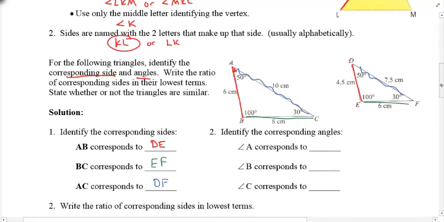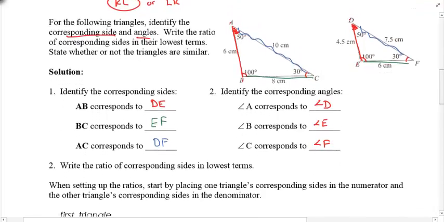Similarly, if I'm asking for corresponding angles, well, angle A here, that's the 50 degrees. That must be also 50 degrees in our enlargement or our reduction. So this must be angle D. Angle B is 100, and so is angle E. And angle C is the remaining one. That must be equal to angle F. So in this triangle, the corresponding sides are those, and the corresponding angles are the ones there too.